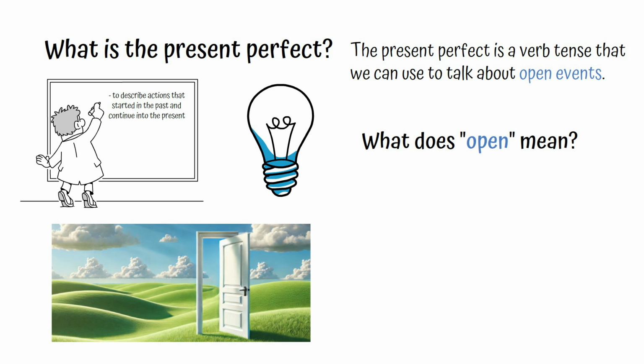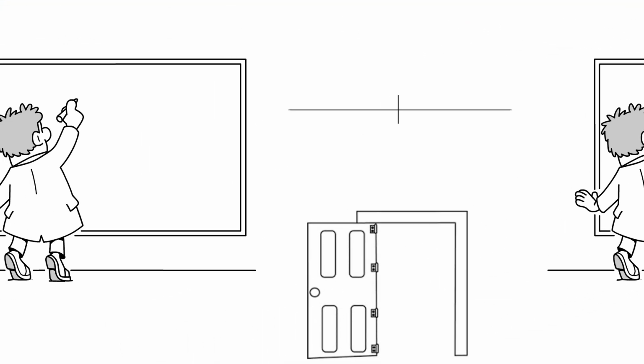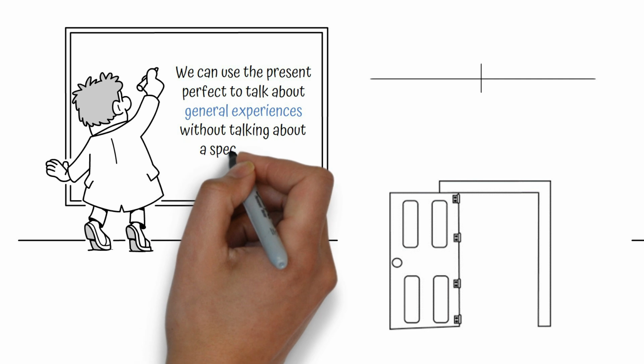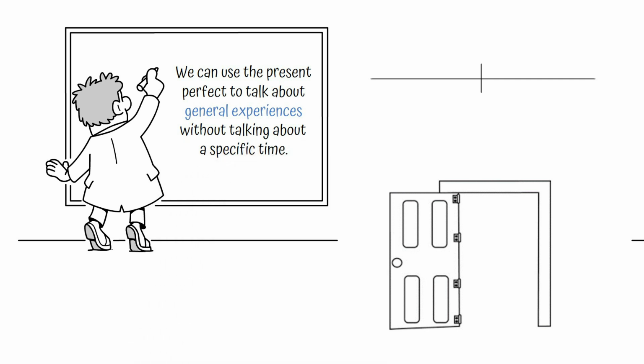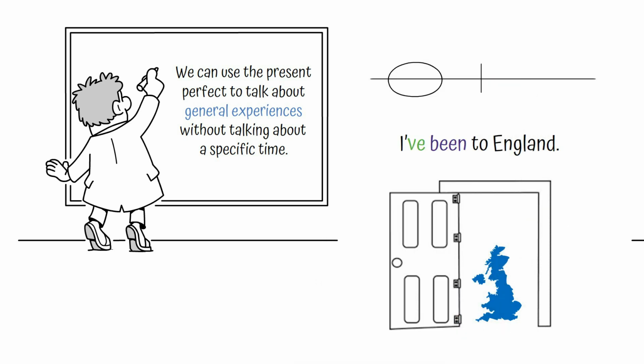What does open mean? To help you understand, think of an open door that you can use as many times as you want. Are you confused? Don't worry, let's look at some examples. We can use the present perfect to talk about general experiences without talking about a specific time. For example, I've been to England. Here, the time is not important because the speaker does not mention the time they went to England in the past. This event is open.